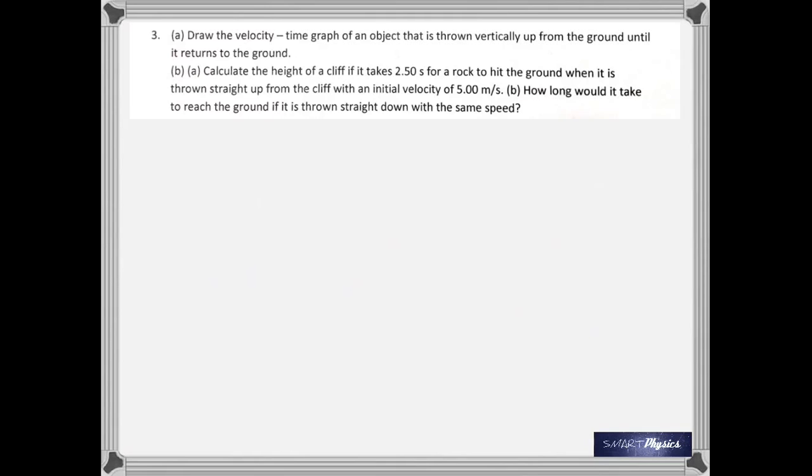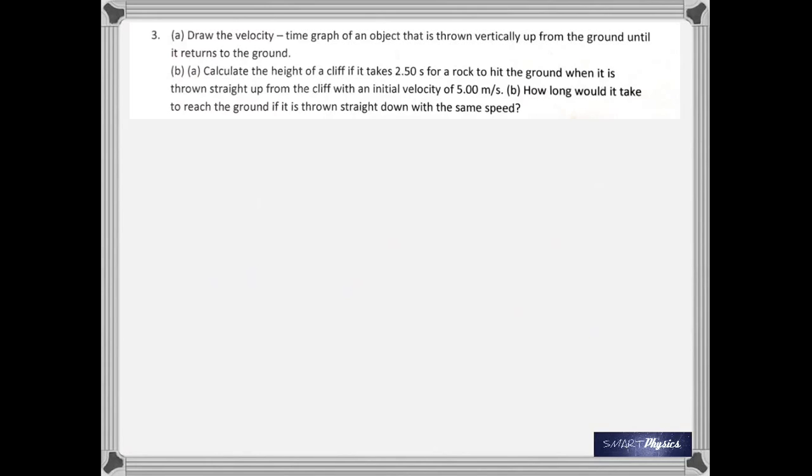Number 3, draw the velocity time graph of an object that is thrown vertically up from the ground until it returns to the ground. So when you throw the object up, its initial velocity is not 0. Because if it has to go up, you're going to give it some positive velocity. So let's say it's 20 meters per second. So it starts at 20 meters per second, and as it goes up, the velocity decreases. At the highest point, the velocity becomes 0. And then as it comes down, the velocity again increases, but in the opposite direction.